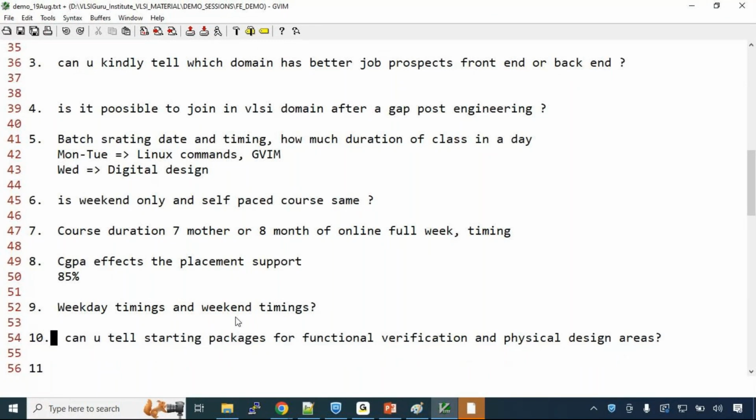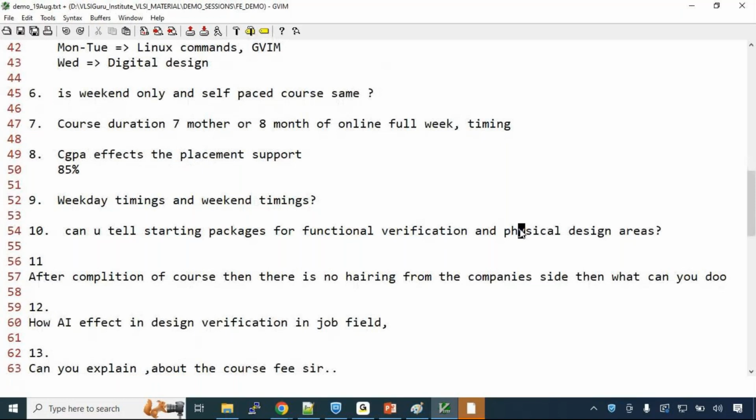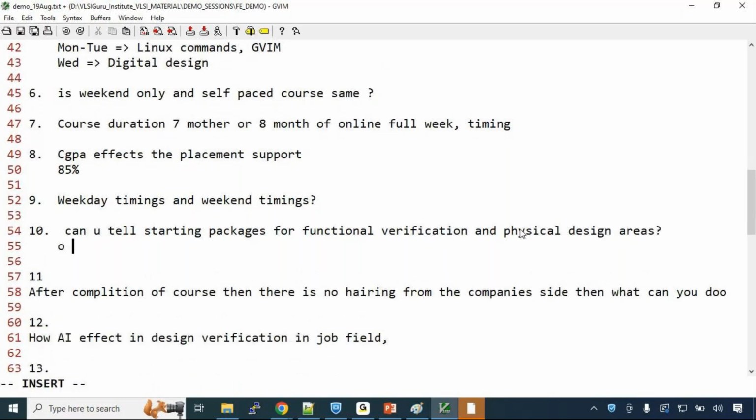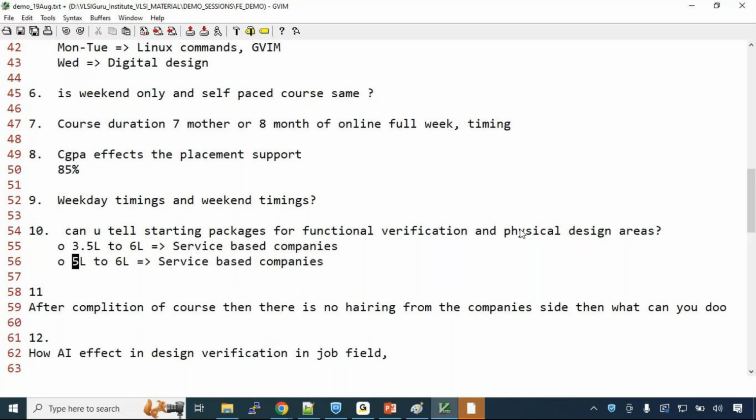Can you tell starting packages of functional verification and physical design areas? See, starting salaries depend upon which company you get into. If you get into service based companies, your salary will be on a lesser side. It could be from 3.5 lakhs to 6 lakhs. The product based companies can start at 6 lakhs and it can go up to 15 lakhs also. But this is only the starting. After 4 years, you will have similar salaries.